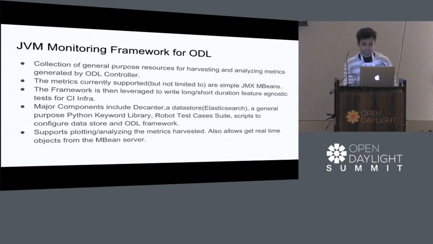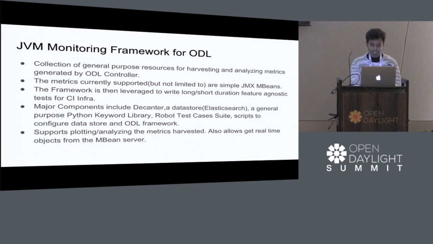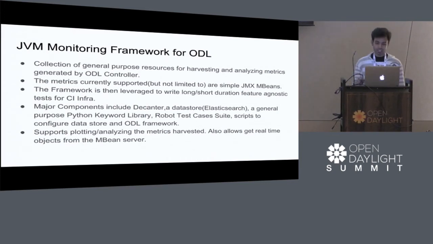What's the JVM monitoring framework first of all? In one line, it's a collection of general purpose resources for harvesting and analyzing various metrics generated by the ODL controller. What kind of metrics can be generated by the ODL controller? Basically, it can be any sort of object generated by either a JMX server or something like a perf metric. The metrics that are currently supported are just the JMX MBeans, and that too a limited set of them. I'll come to that later.